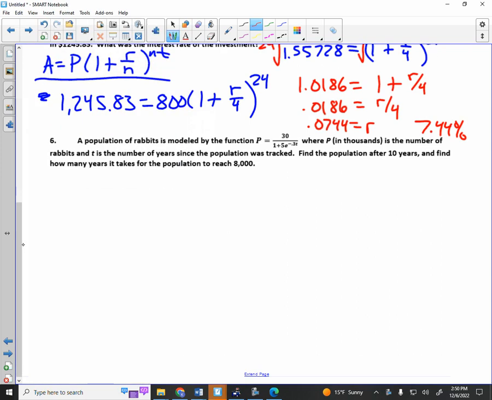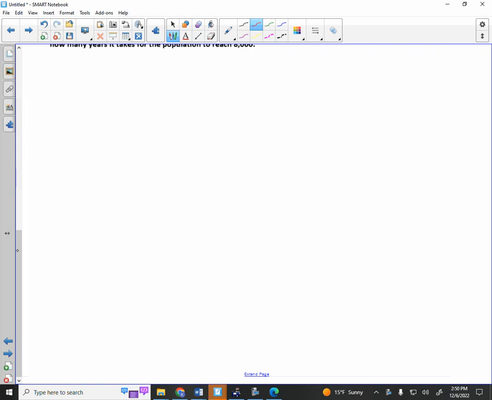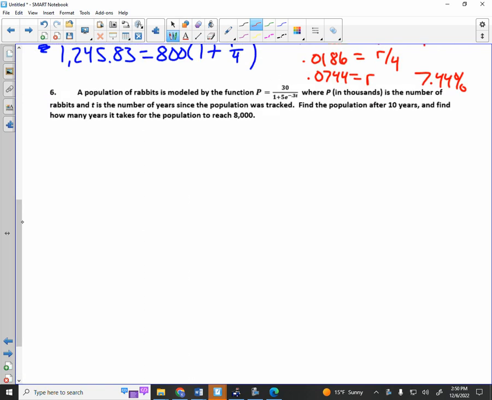Last one, population of rabbits. Modeled by that equation, where P is in thousands, is the number of rabbits at time T since the population was tracked. Find the initial population. We're going to find the population at time equal to 10. And then we're going to answer the last question.